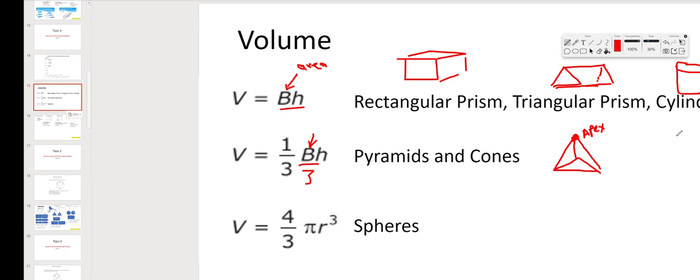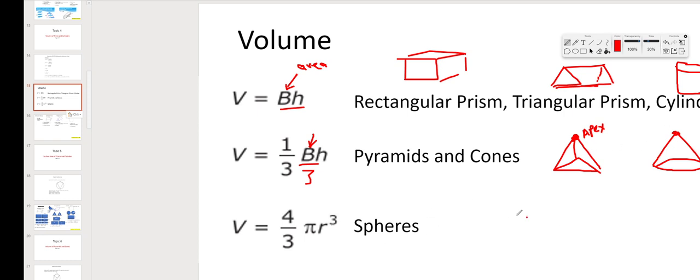Then a cone, same thing. You guys know what a cone looks like. You have the base, which is a circle, a circular base. And notice you have the apex. So again, we're going to use the same formula. You're going to do area of the base times the height and then divide it by 3 for both shapes.